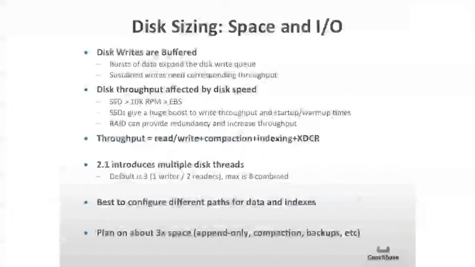In 2.1, we introduced the ability to have multiple reader and writer threads. Previously to that, there was a single thread for reading and a single thread for writing per bucket. We introduced multiple, and by default, we have 3 now. Over time, that will change and become more dynamic. So in most cases, you don't need to tune that, but keeping that in mind, if you have a very write-intensive application, it is there and available.